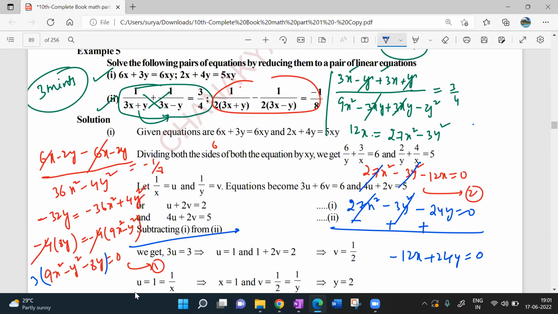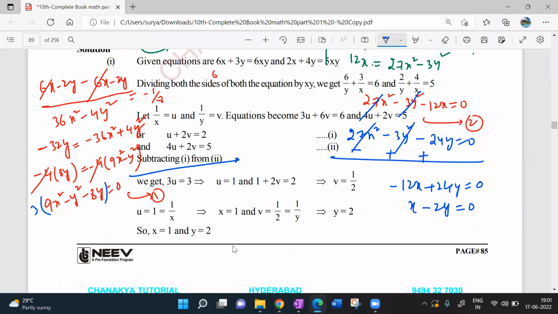So if I take minus 12 common, so x minus 2y is equal to 0, right? So this is what I get now. X is equal to 2y I got. Now x is equal to 2y in fact. Minus 12 common, so x minus 2y is equal to 0. Right? So x is equal to 2y I got. Now how can I make here now? So substitute anywhere.